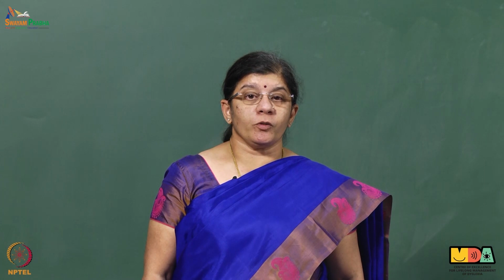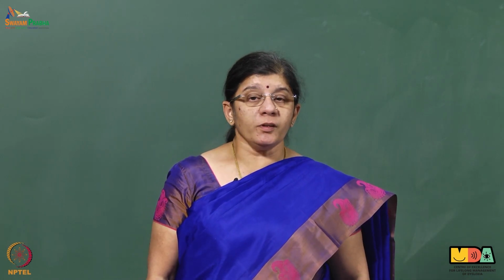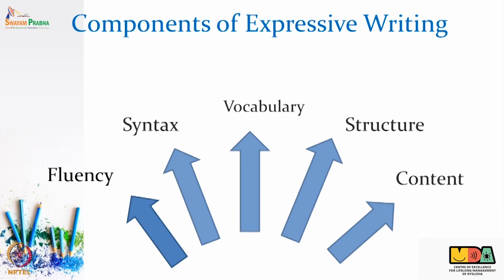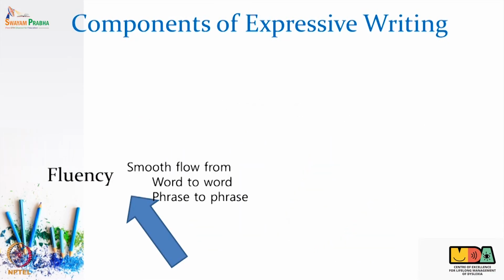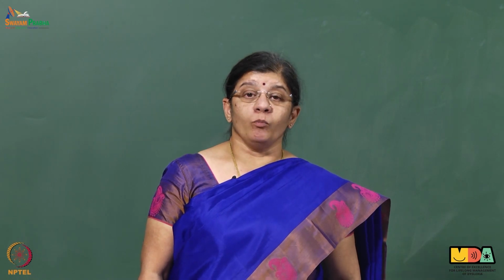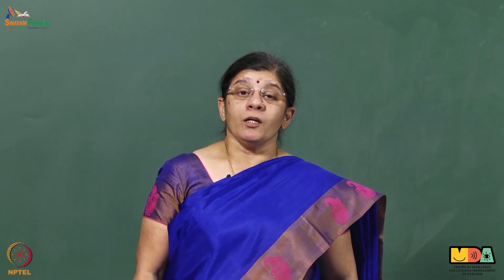Now we are going to talk about the various components of expressive writing. The first one is fluency. Fluency in writing means the way the words and phrases sound together in a sentence, and when more sentences are read together one after the other. Children with specific learning disability will have severe difficulties in fluency as they would not be able to bring about their thoughts and ideas in a cogent form.